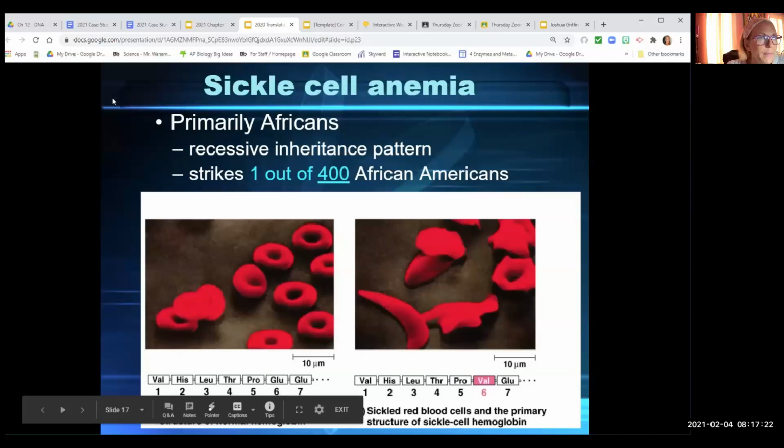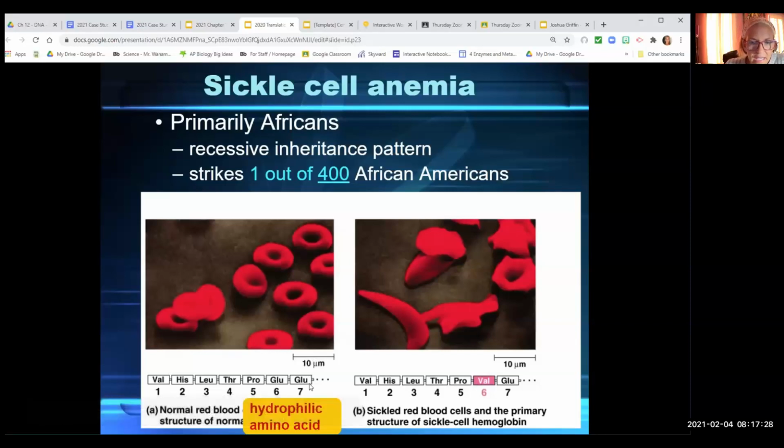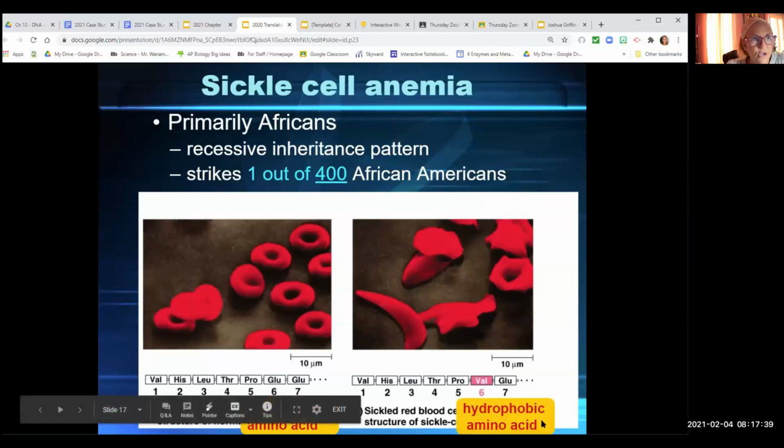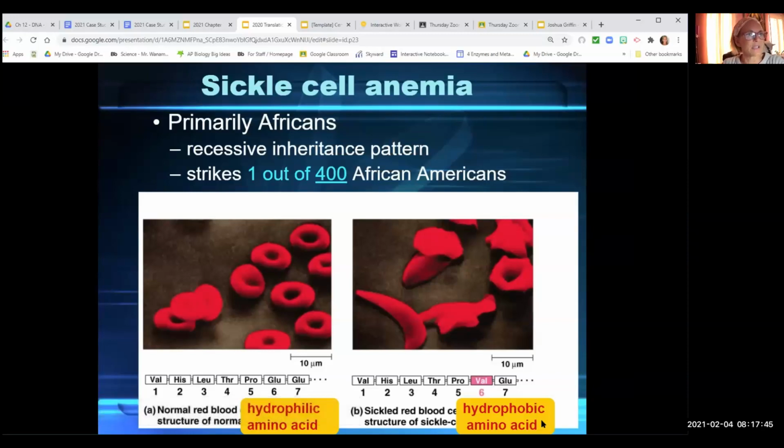So this is what happens with sickle cell. That's the exact mutation that happens for sickle cell. Here in the 6th position, notice you should have glutamine, and instead you get valine. So this is a recessive inheritance pattern. You'll remember that you have sickle cell disease and sickle cell trait.